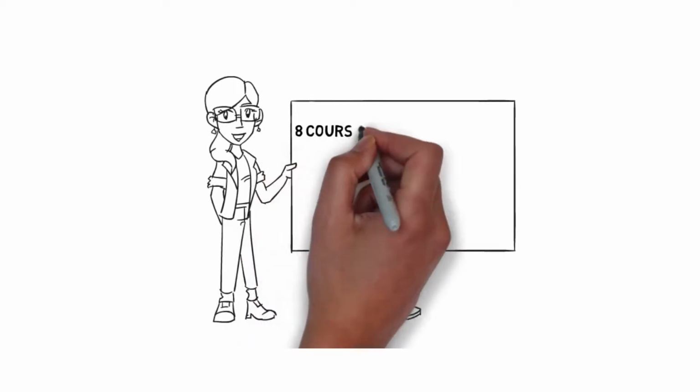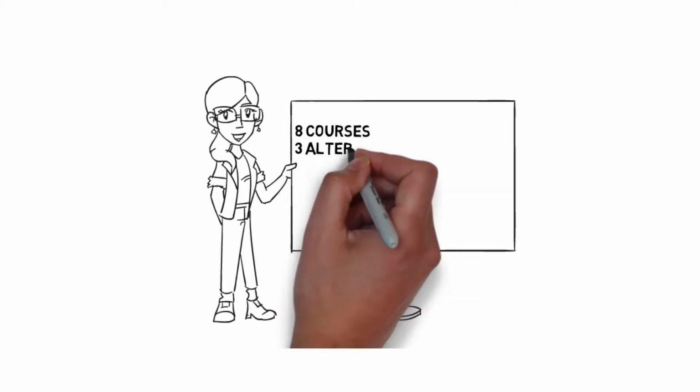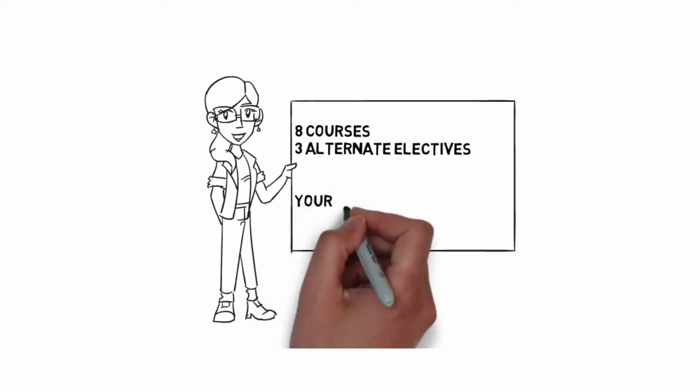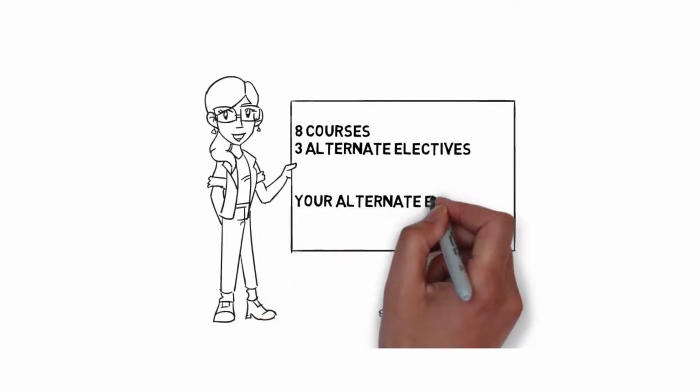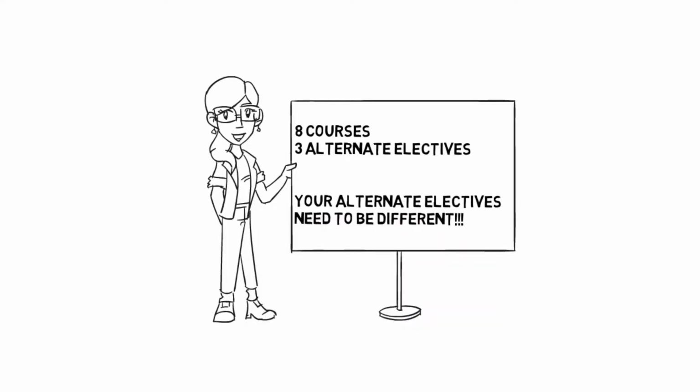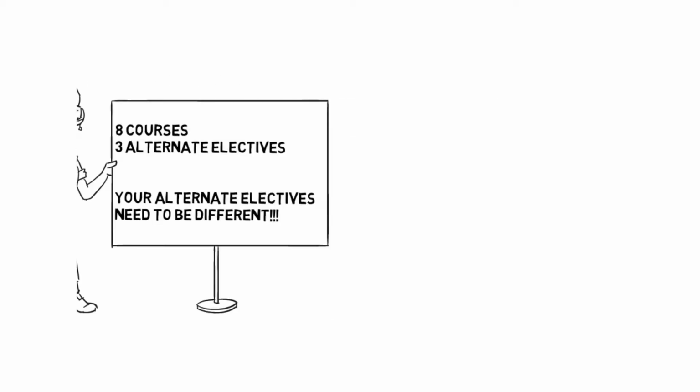Every senior will need to sign up for 8 courses plus 3 different alternate electives. Even if you plan on having a reduced schedule, you must still sign up for 8 courses and 3 alternate electives during registration. Please keep in mind this is your initial selection, and you will have the opportunity to discuss this with your parents, teachers, and counselor further.